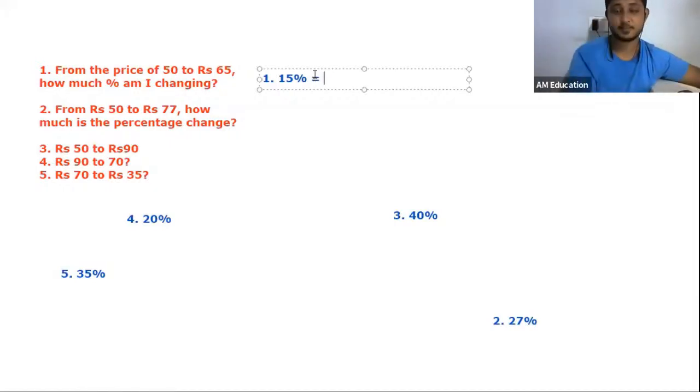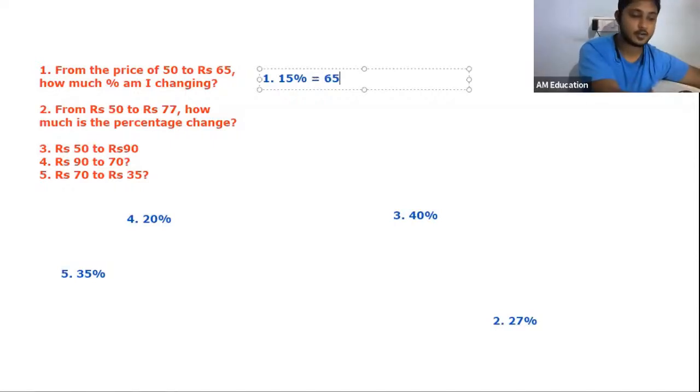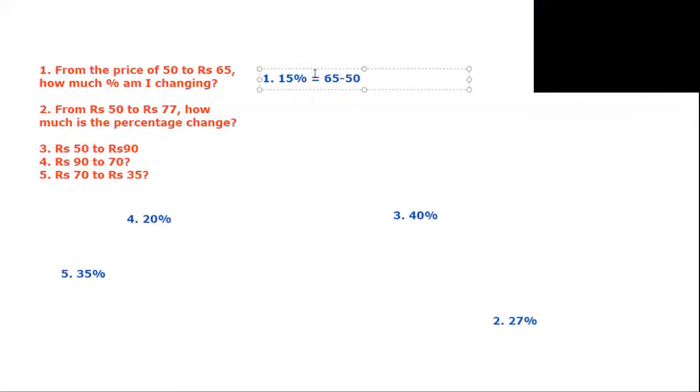The steps. How did you get this 15%? I deducted 65. You deducted 50 from 65? Okay, you deducted 50 from 65, that's all. You deduct 50 from 65, no?